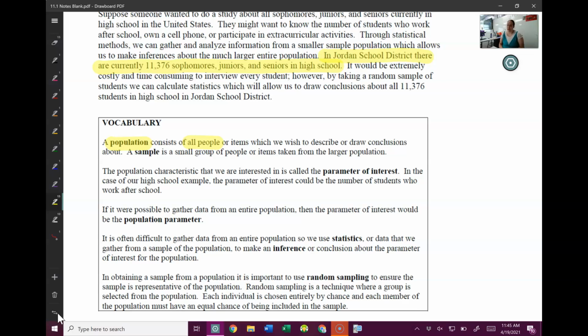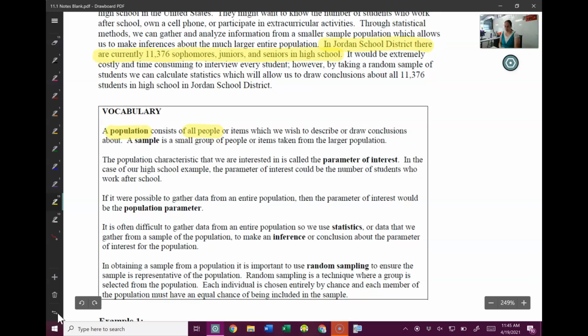However, if I wanted to know something about those high schoolers, so that would be my parameter of interest. That's what we're interested in. So let's say I want to know how many of these high schoolers are taking a CE class, a concurrent enrollment class. So that's my parameter of interest. That's what I want to know. Are you taking a CE class, yes or no?